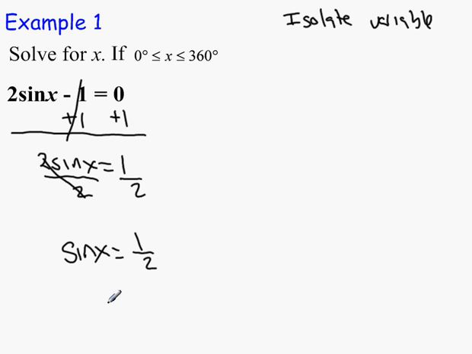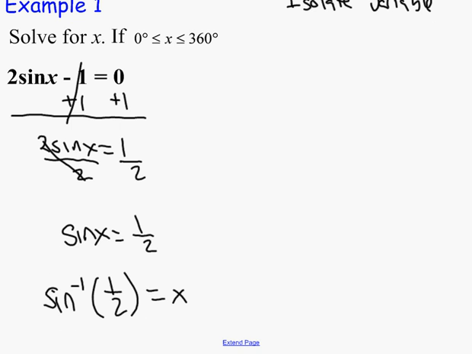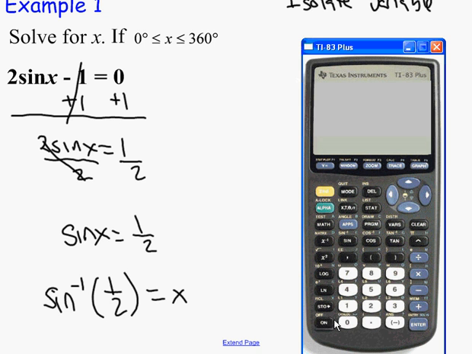Now we have to do the opposite of sine. The opposite of sine is sine to the negative 1. And we're going to do that for 1/2. And that's going to give us one of the values of x. So let's get our calculator out. Make sure you're in degree mode.